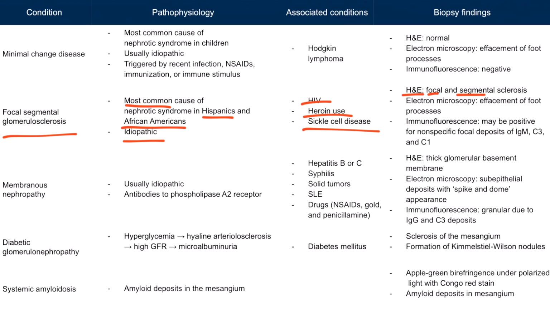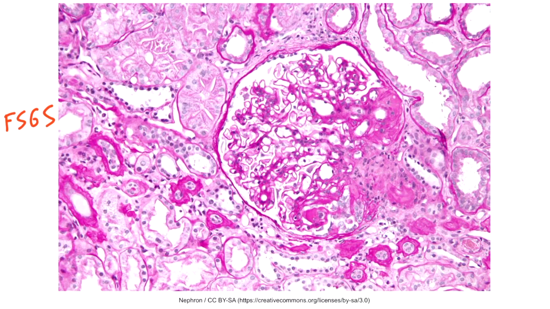Now, like minimal change disease, on electron microscopy, focal segmental glomerulosclerosis presents with effacement of the podocyte foot processes. And on immunofluorescence, the parts or segments of the glomeruli that are affected may be positive for non-specific focal deposits of IgM, C3, and C1. Here's an H&E stain of focal segmental glomerulosclerosis.